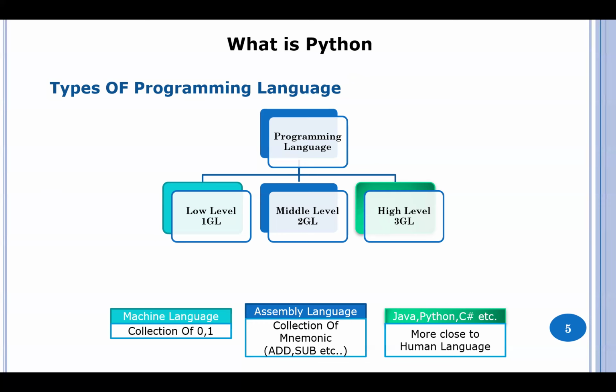So as we know, a computer or any machine understands only binary, 0 1 0 1 0 1. So initially, scientists wrote programs using 0 1 0 1 0 1 only.